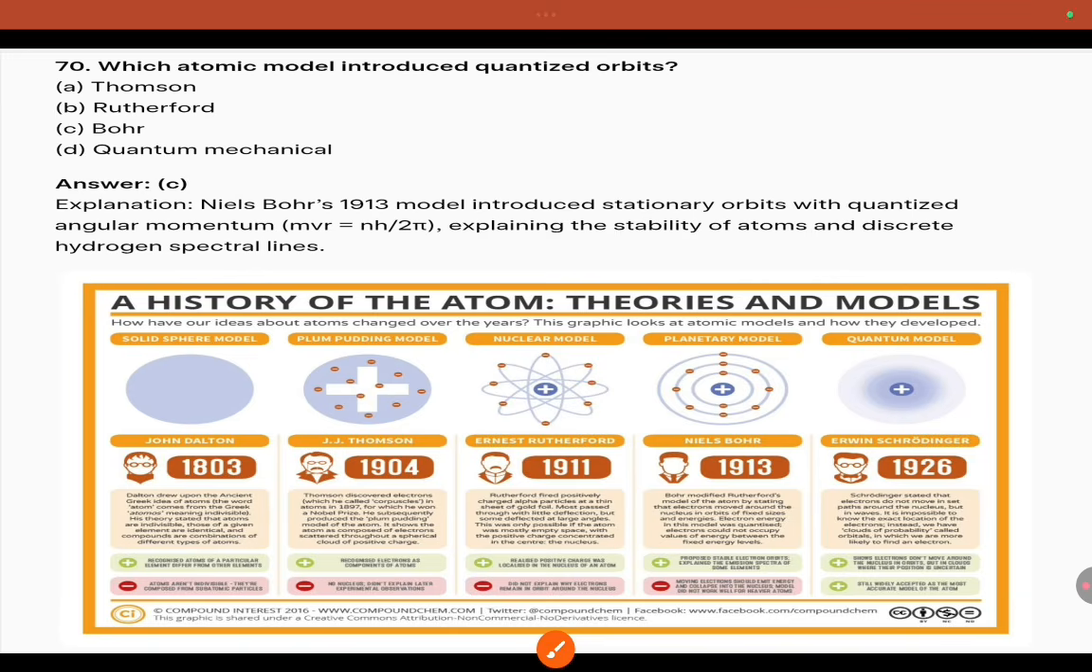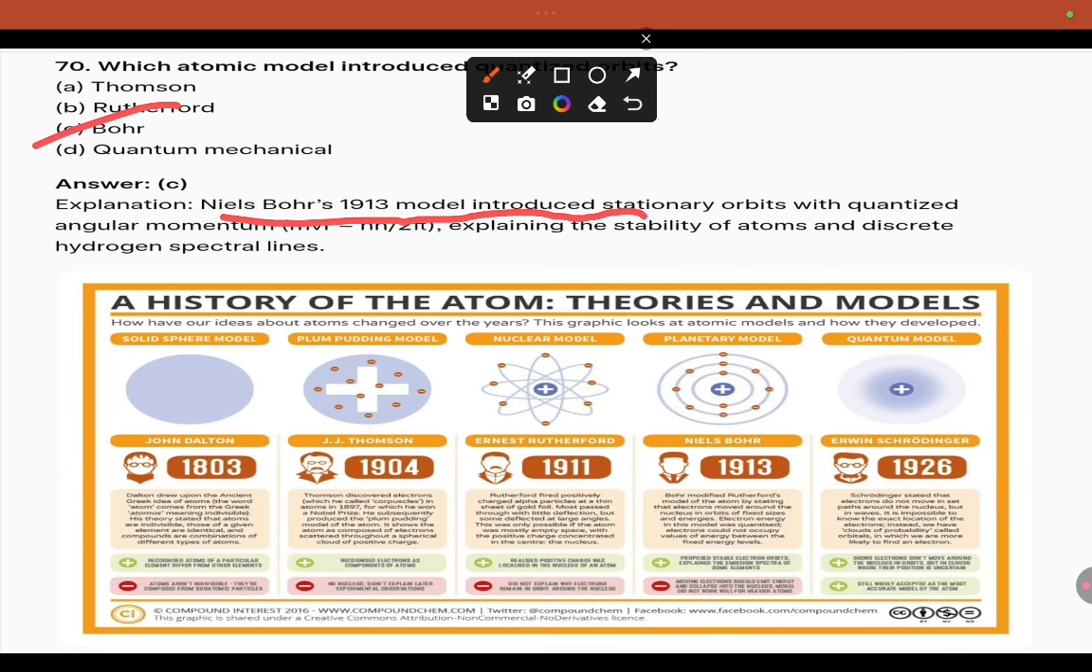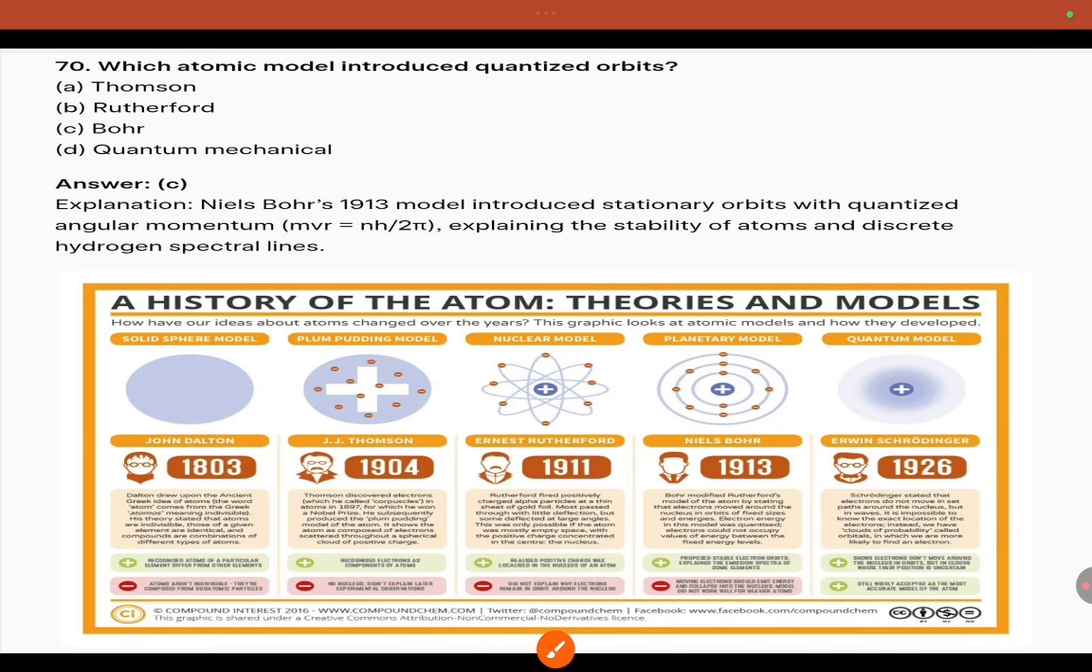Goldstein. Which atomic model introduced stationary orbits? That is about Bohr. Niels Bohr in 1913 introduced stationary orbits with quantized angular momentum, mvr equal to nh by 2 pi, explaining the stability of atoms and discrete hydrogen spectral lines.